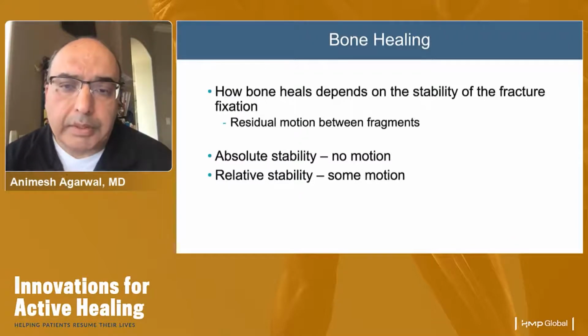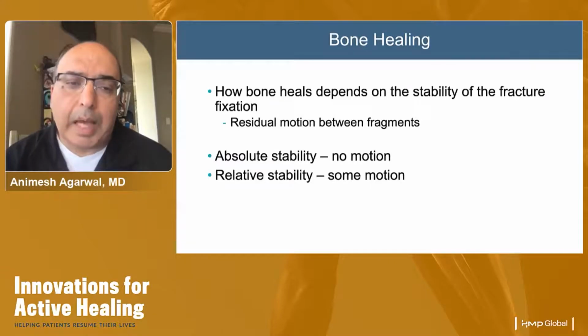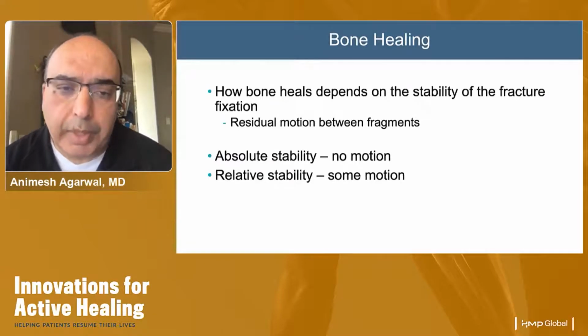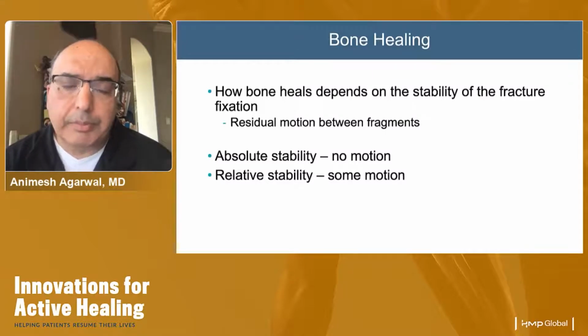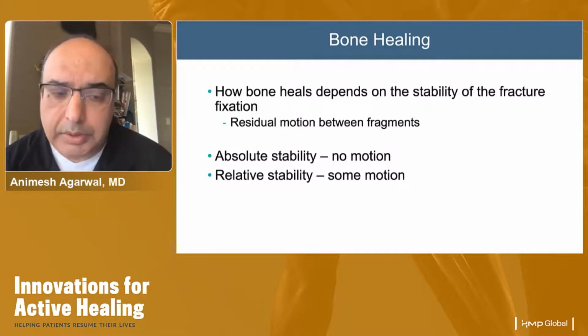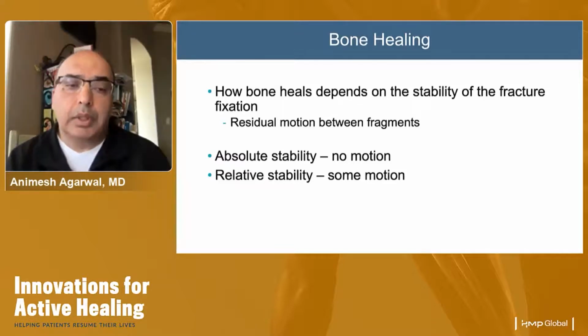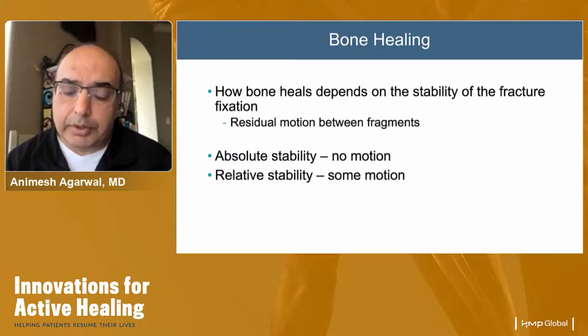So bone healing is affected based upon how we fix or stabilize a fracture. Depending upon how much motion occurs between fragments, you will get different types of bone healing. When we talk about stability, we like to talk about absolute versus relative stability. In absolute stability, we have really no motion. In relative stability, we want motion to get that fracture to heal.